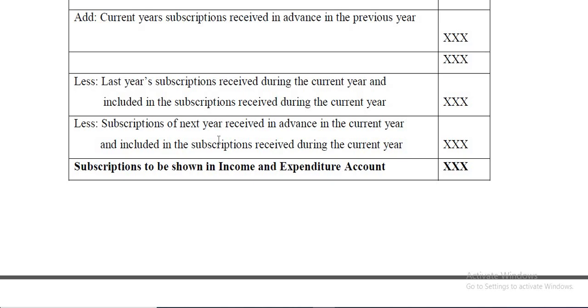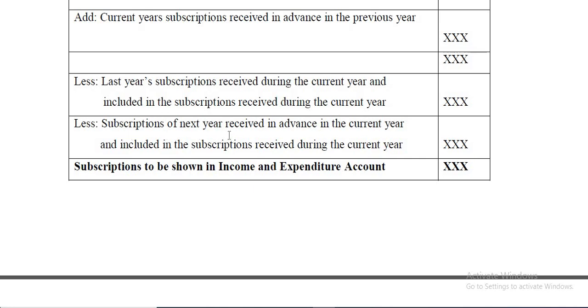Last year's subscriptions were outstanding during last year, but they have been received during the current year and they are included in the subscription received. Since they are relating to previous year and not relating to current year, we have to deduct the subscriptions of last year from the current year subscription.